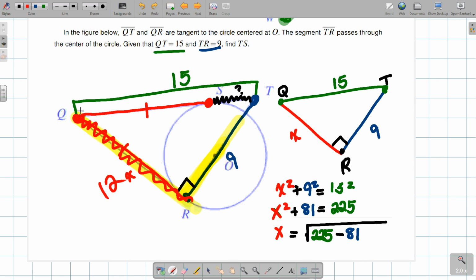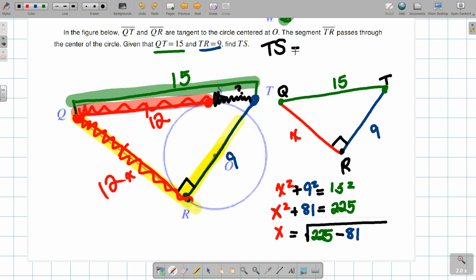Now squiggle the arms of the tan from here to here is also 12. Now let's trace, folks. Trace the 15. From here to here is 15. Trace Q to S. From there to there is 12. Ready? Find me the squiggle. I'll wait 5 seconds. You do your own math. Of course, TS now equals 3.